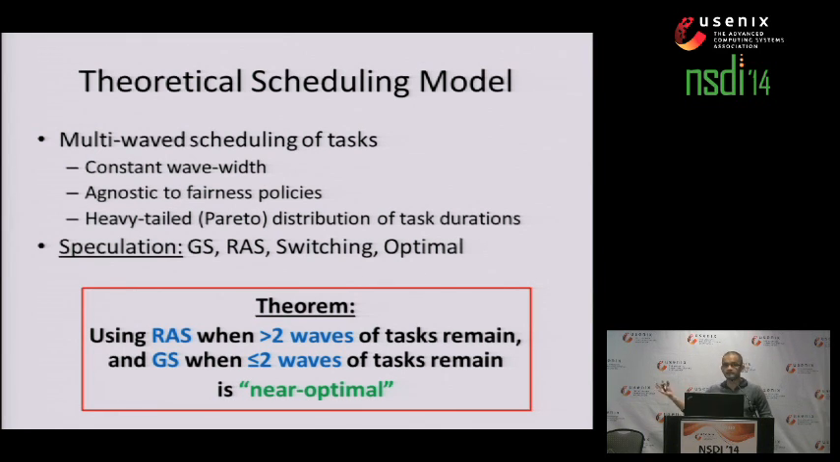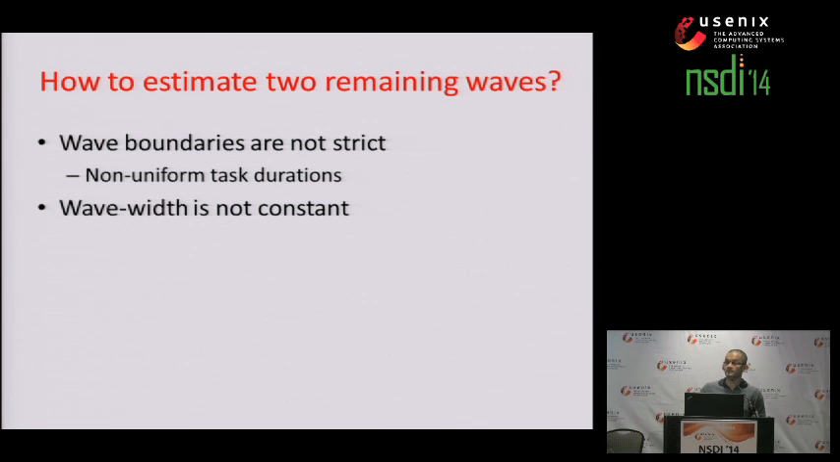For more details about it, of course, I would refer you to the paper. So this was good in that now we have a validation for our switching intuition, and we also seem to know when we have to switch now. But in practice, how do we estimate two remaining waves?